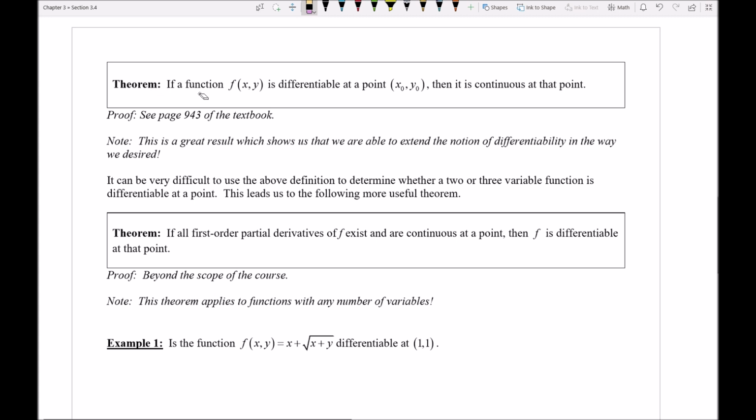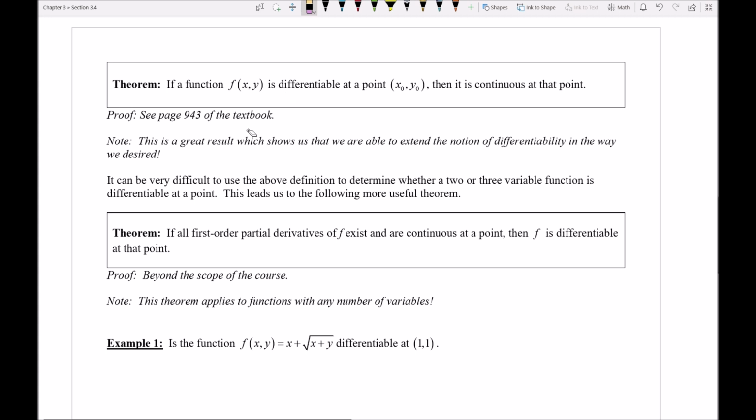You'll see here that this first theorem states that if a function is differentiable at a point, then it must be continuous at that point. And again, this is very similar to what we saw back in Calc 1, and we should be thrilled to death that we have this extension. It's always nice when we can have things that line up and are very similar as we continue to move up dimensions.